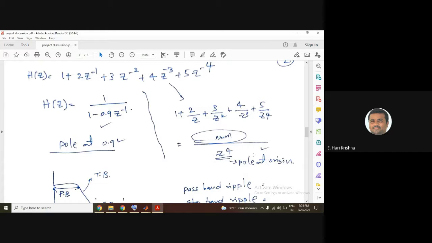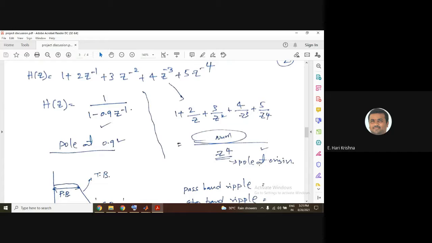And the second function, h of n is equal to a power n u of n. The Z transform is 1 over 1 minus a z inverse. So 1 minus 0.9 z inverse, pole at 0.9. Remember that? The pole should lie inside the unit circle. So here the pole is at 0.9. Here the pole is at origin.